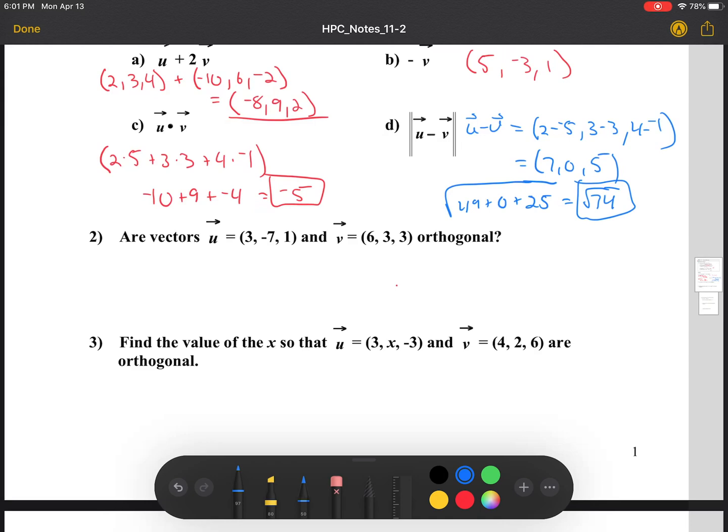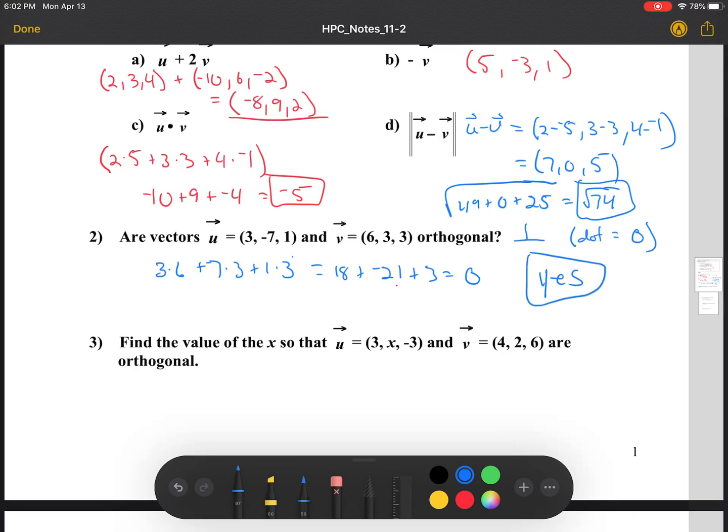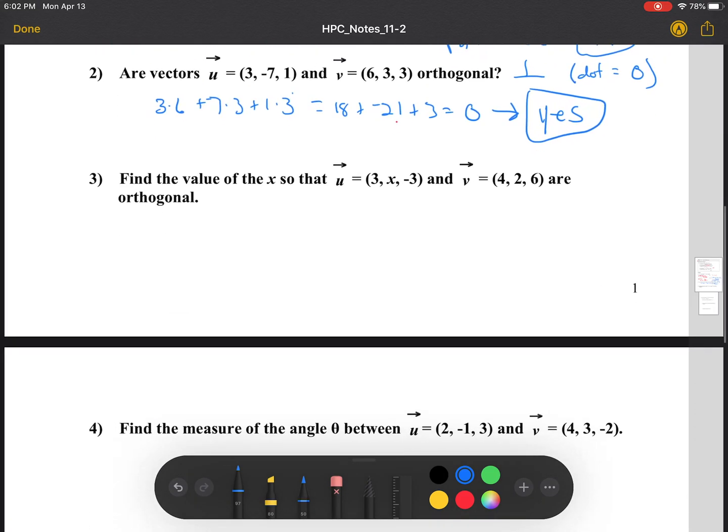So now we're going to look at number 2. Are our vectors u and v orthogonal? Remember, orthogonal is the same thing as perpendicular. So we have to find out if the dot product equals 0. Let's do the dot product. We've got 3 times 6 plus 7 times negative 3 plus 1 times 3. What you get is 18 plus negative 21 plus 3, and that equals 0. So is it orthogonal? Yes, it is, because the dot product equals 0.